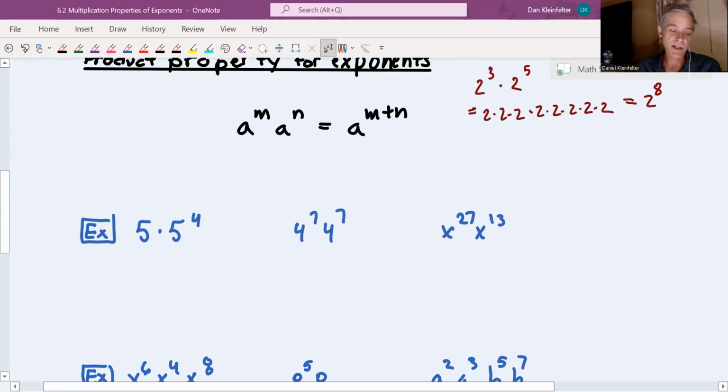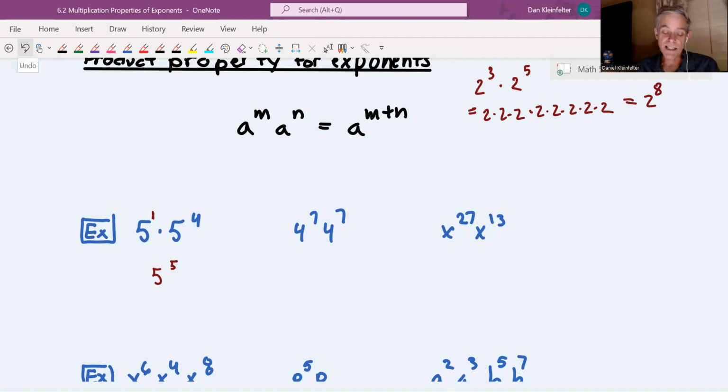Okay, let's try this a few times. Remember that 5 by itself is the same as 5 to the first power. This would give us 5 to the 5th power, 1 plus 4 being 5. Here, 4 to the 7th power times 4 to the 7th power will be 4 to the 7 plus 7, or 14th power.